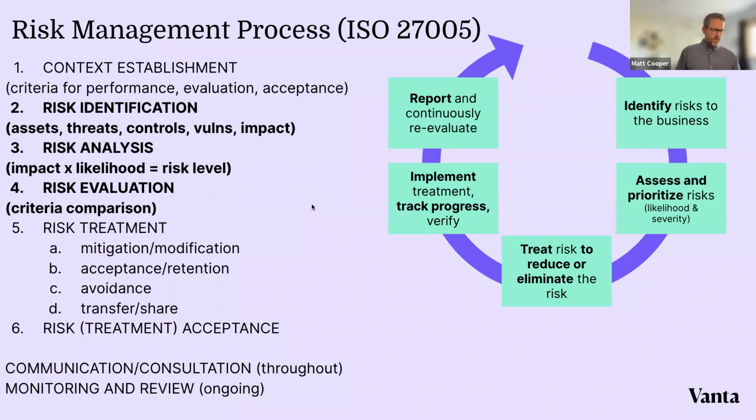And then lastly, there's these meta processes: communication, consultation, monitoring, and review. These are things that happen essentially throughout the process. We are consulting, communicating with stakeholders. And then once you've made a decision, you're going to monitor the effectiveness of that decision, or you're going to monitor the implementation of those controls, that mitigation, and then you're going to continuously review it. It's an ongoing cycle, an ongoing process. Okay. That's the academic overview of risk management from ISO 27005. Let's get into some tips and tricks.